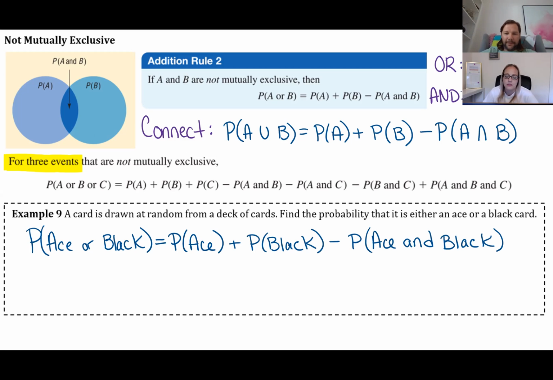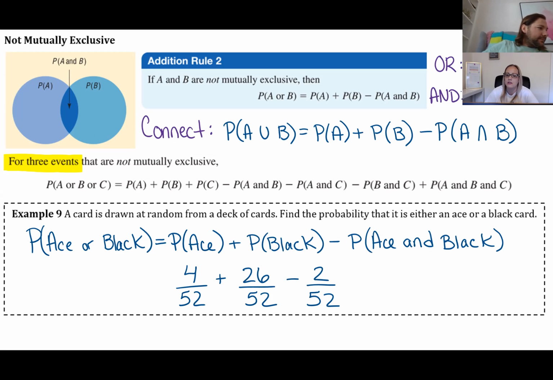Okay, cool. So the probability of getting an ace: there are 4 aces out of the total 52. Half of the deck is black, so there's 26 black cards. And then which ones did we double count? Well, there were 2 aces that are black cards, so those got double counted, so that's our overlap. So we want to subtract the 2 black aces, and then we'll add up all those fractions, and we get 28 out of 52, or 7 out of 13.